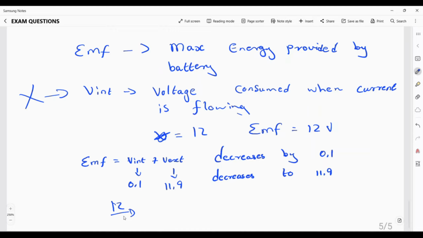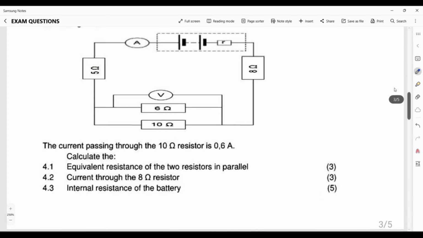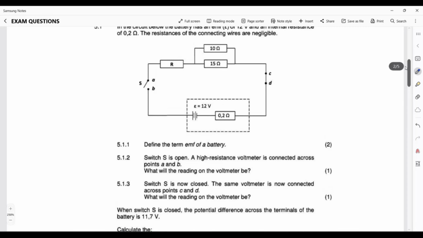But if they say your EMF decreases to, your EMF was 12, and then it decreased to 11.9. That means that 11.9 is your external voltage. Okay, so make sure that you understand the difference between by and to over there. All right, so let's go back there. If you have a question, you are free to ask. It's not a matter of doing many questions, it's a matter of you understanding what you're doing.